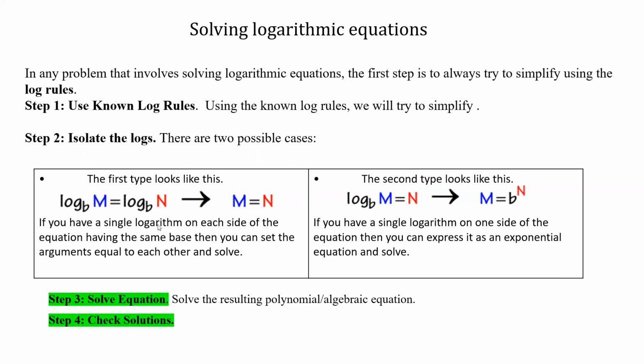If you have a single logarithm on each side of the equation having the same base, then you can set the arguments equal to each other and solve the given equation. And the second type, if you have a single logarithm on one side of the equation, then you can express it as an exponential equation and solve this equation. And next step, solve the resulting polynomial algebraic equation. And of course, next step, check the solution.